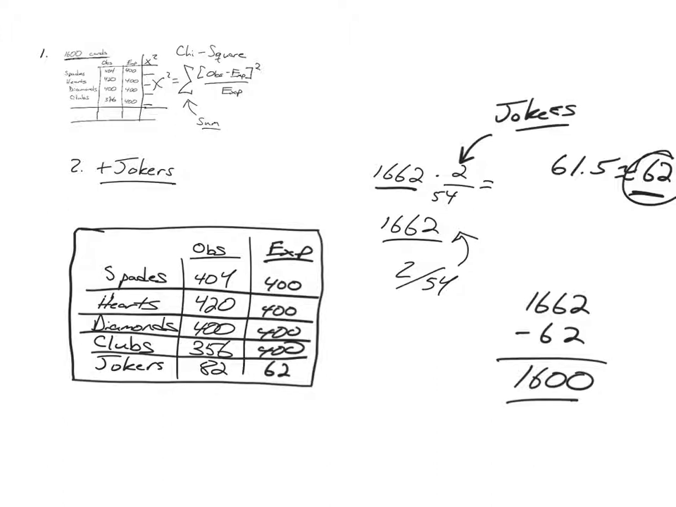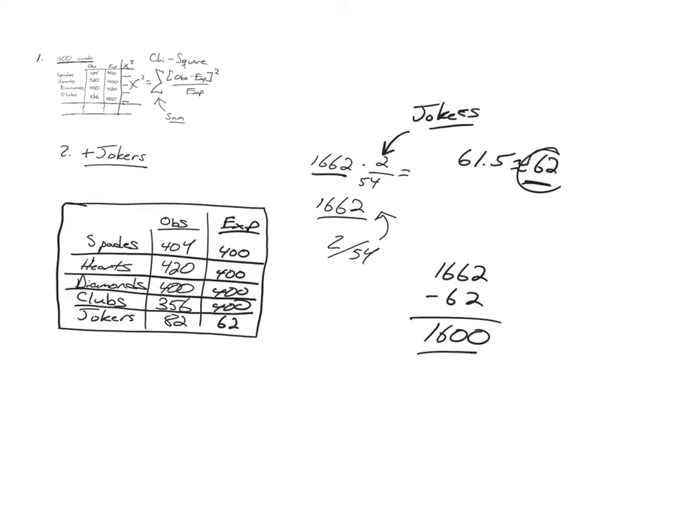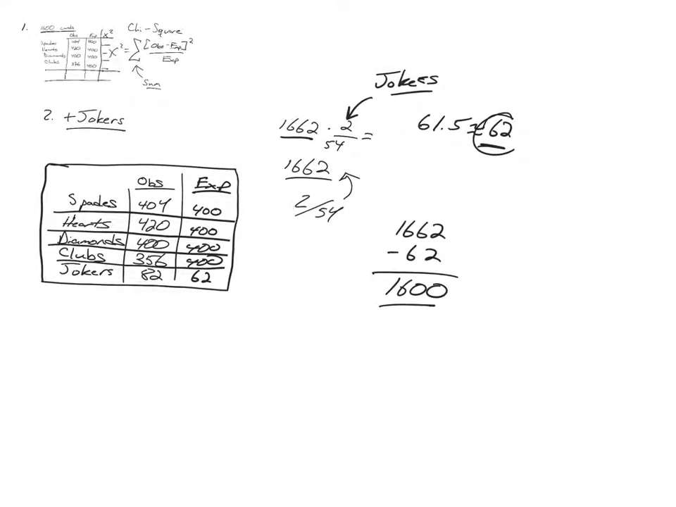Okay, so I get that it's 54 cards in the deck, and then 2 out of 54 is the Joker. But why did you multiply the 2 out of 54? Why did I multiply? Listen to her question. Why did I multiply 2 out of 54 times 1662? Because that's how many jokers I would expect to see in all the cards that were dealt. Where did I get 1662?